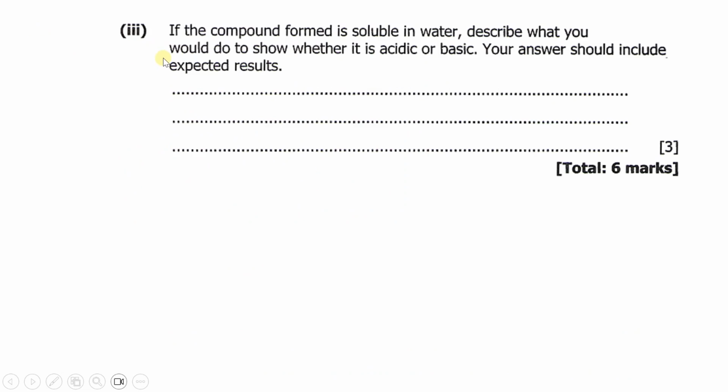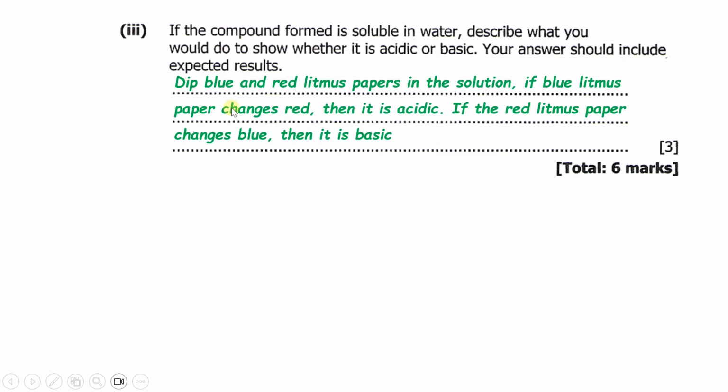Then part 3 says if the compound formed is soluble in water, describe what you would do to show whether it is acidic or basic. Your answer should include expected results. 3 marks. Okay, so here you say dip blue and red litmus papers in the solution. If blue litmus paper changes red, then it is acidic. If the red litmus paper changes blue, then it is basic. So this is how you put it.